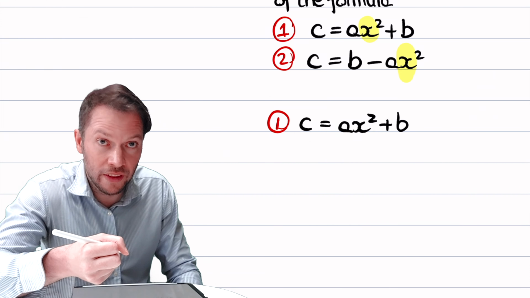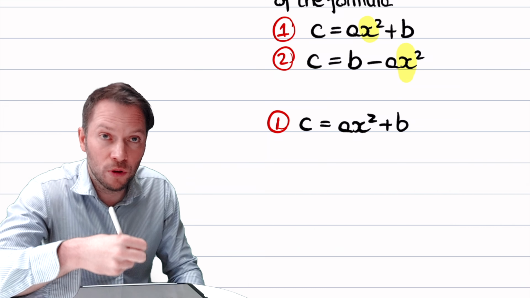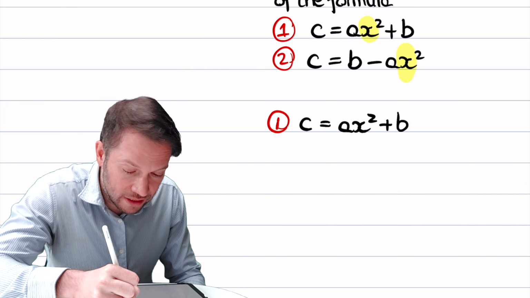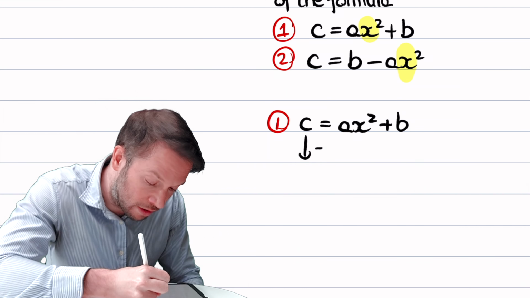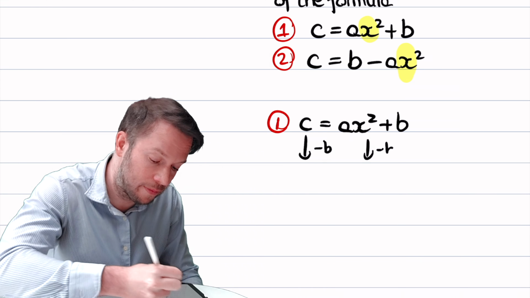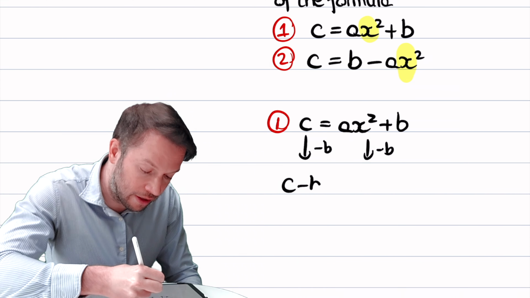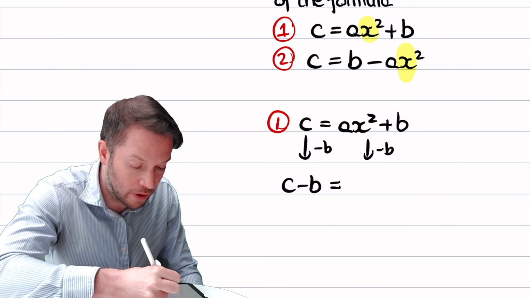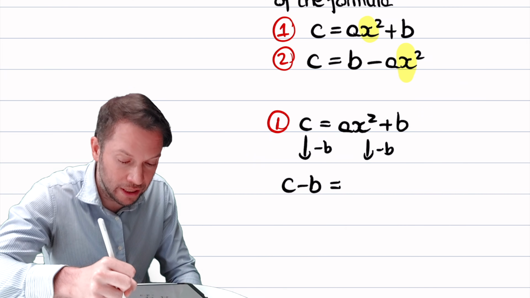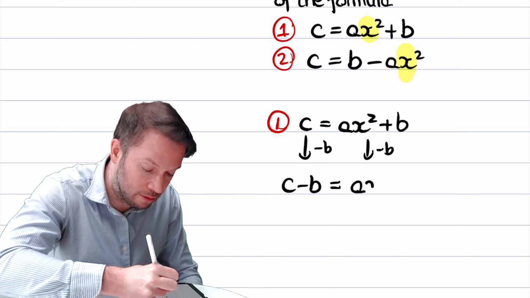Now, the last thing that was done there is adding b. So you want to undo it by subtracting b from both sides. Whatever you do to one side of the equation, you've got to do the same to the other. So we get c minus b on the left-hand side, and this minus b cancels out this plus b here, so we just get ax squared.